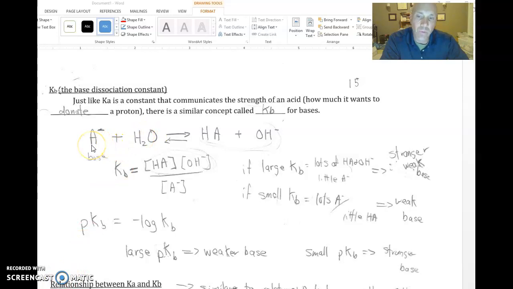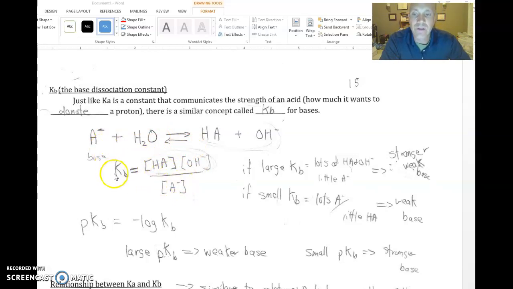I just want to point out that even though we've shown it like this, you'll sometimes see this shown where they use a capital B for the base, and then this right here would be BH plus. That's just another way of showing these two things relative to each other, but it doesn't change the meaning of what these things mean.